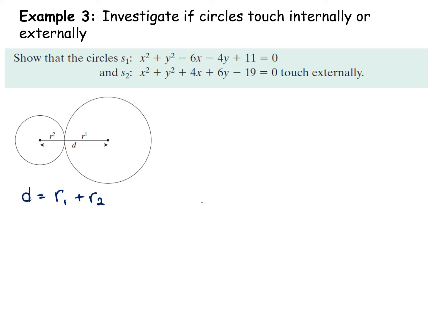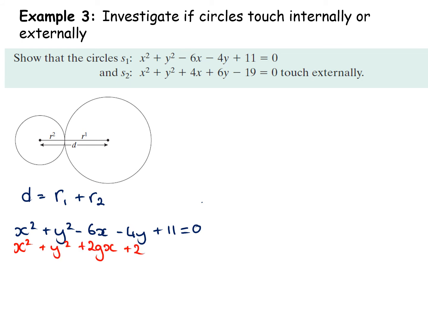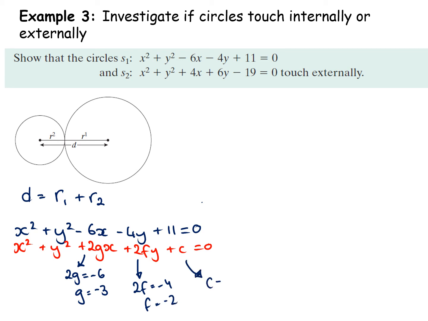So what we're going to do, we're going to take each circle and we're going to go to page 19 in our log tables, and we're going to take the circle formula. So x squared plus y squared plus 2gx plus 2fy plus c equals 0. And from there you should be able to pull out 2g equals -6, so g equals -3, 2f equals -4, so f is -2, and c is 11.